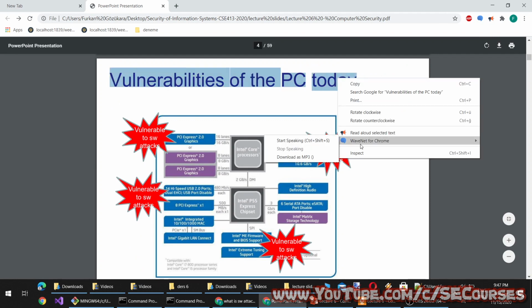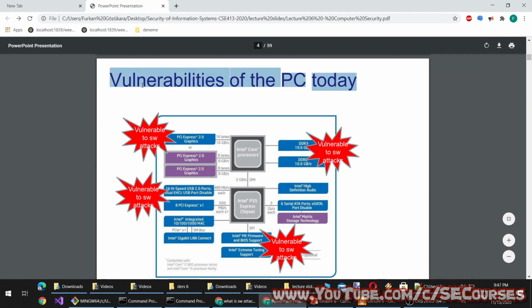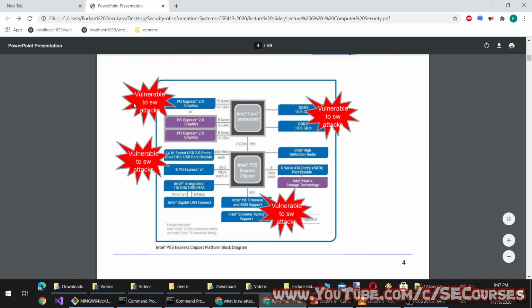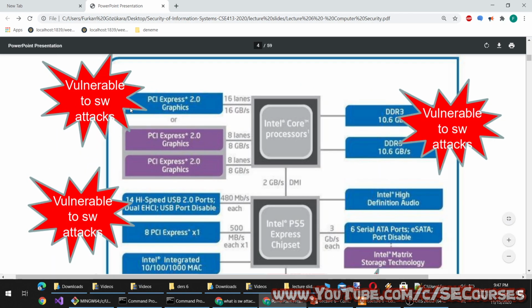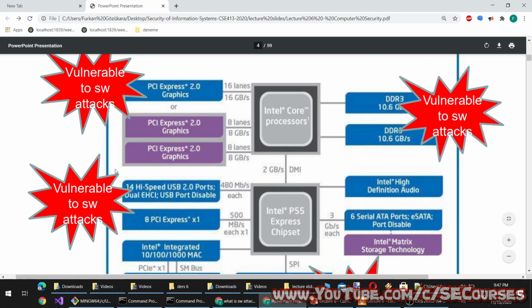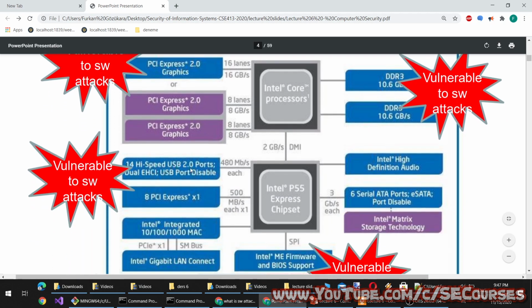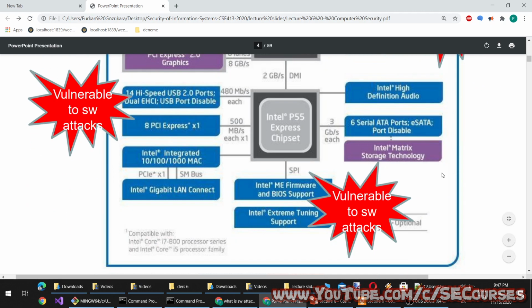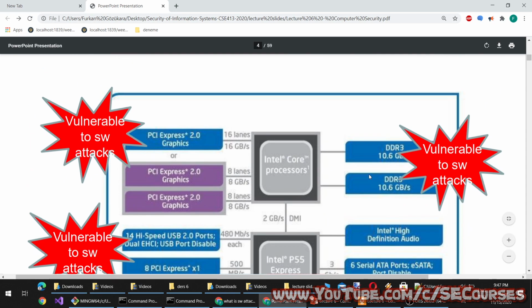So, vulnerabilities of the PC today. You see what vulnerabilities there are. Vulnerable to software attacks, which are like PCI Express to graphic cards and high-speed USB ports and such things, as you can see.